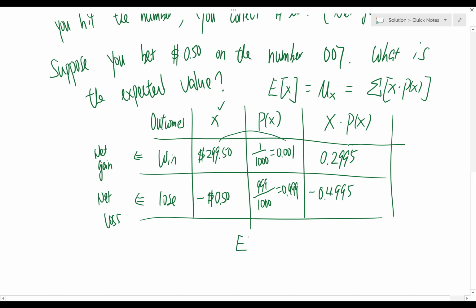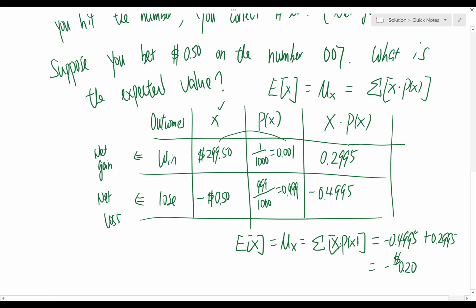So the expected value, in this case, is the total of that x times P of x. So you just sum up those two numbers. You end up with negative 0.4995 adding 0.2995. And the result of this is negative 0.20.